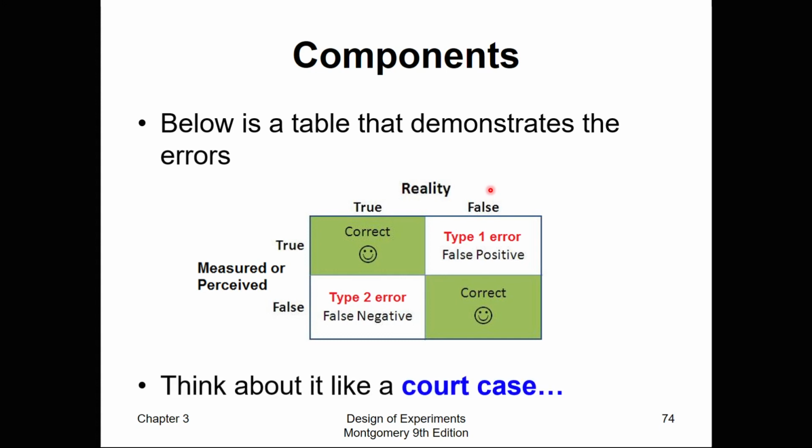Now, this can be really tough to think about. So what I like to do is really think about this like a court case. Rejecting the null hypothesis is like a declaration of guilt. So actually, you can draw this out on your notes. You write guilty instead of true, and then false is not guilty. And then we've got measured or perceived. This is what our statistics say, and that's analogous in the court case to what a jury says. And then reality is like, did you actually commit the crime or not?